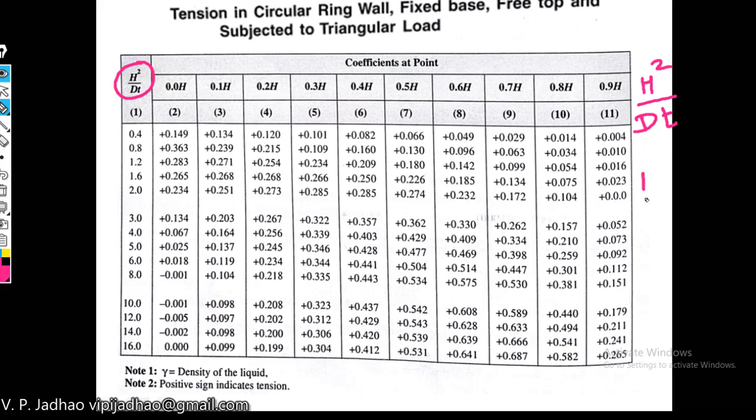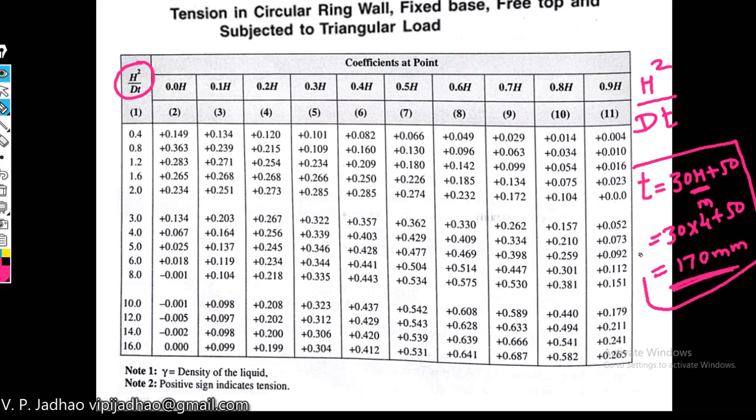This thickness can be fixed by using this thumb rule: t thickness is equal to 30 into h plus 50, where h is the height of water in the water tank in meter. Let us consider h as 4 meter, then the thickness will be 30 into 4 plus 50, which is equal to 170 mm. This is how we fix the thickness. This is only a thumb rule and can also fail while designing, but for getting a certain value of the wall thickness of the water tank, we'll be using this formula.